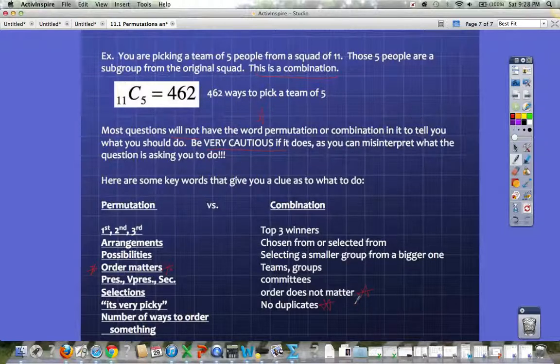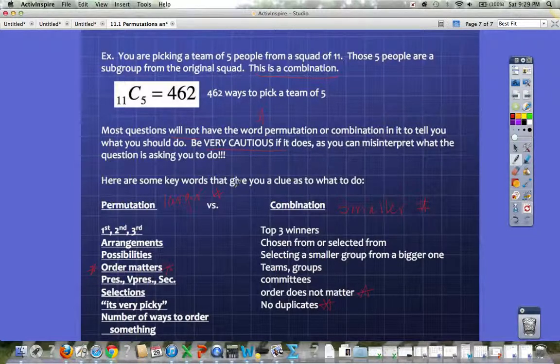If you were talking about the top 3 winners, a person cannot win this race and this race and then do this. They have to have no duplicates. Okay, duplicates are okay on the other one, but no duplicates on combinations. This is usually a smaller number, and this one is a much larger number.